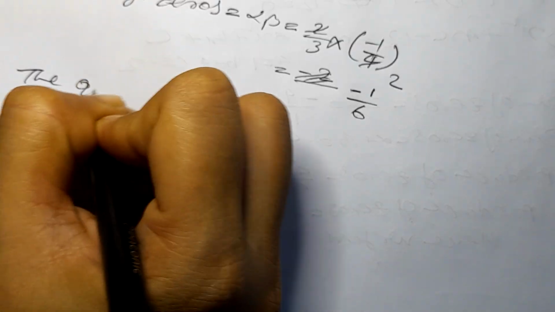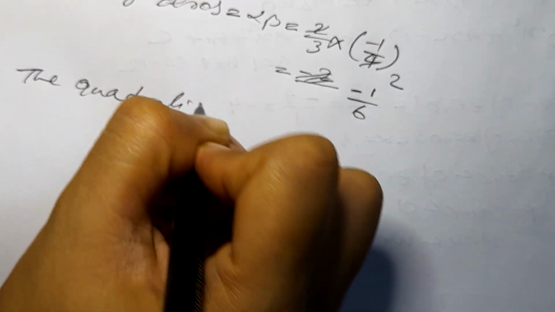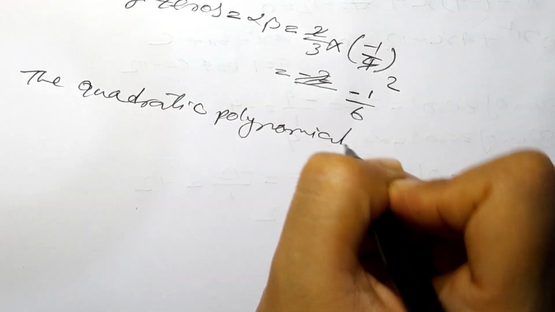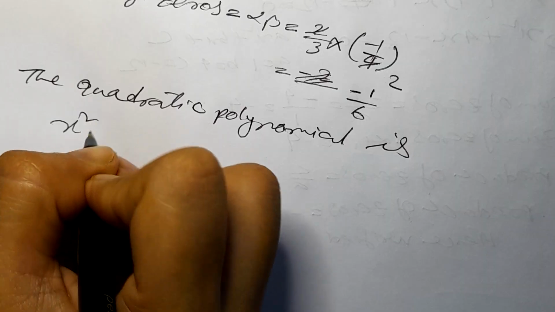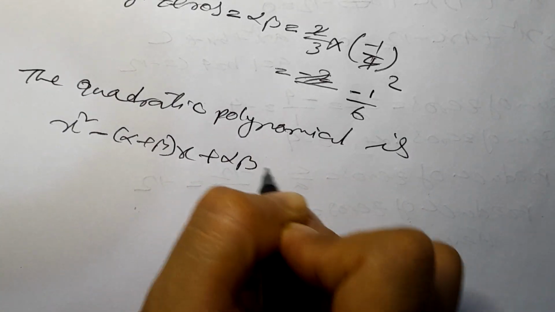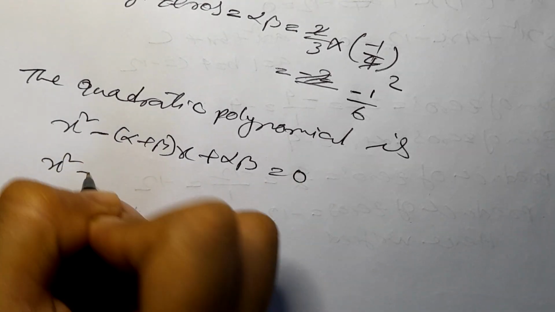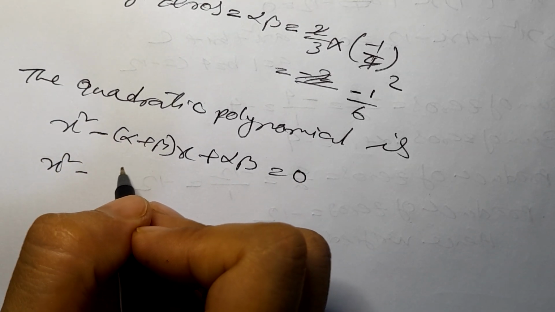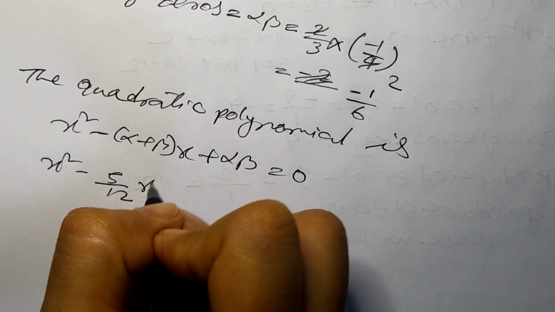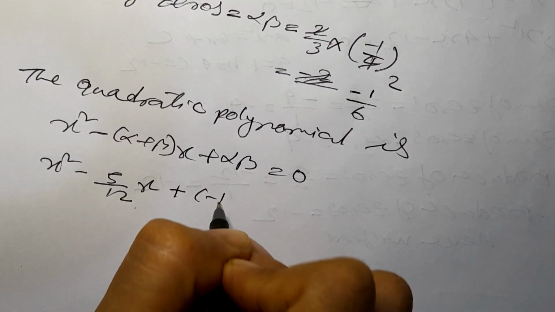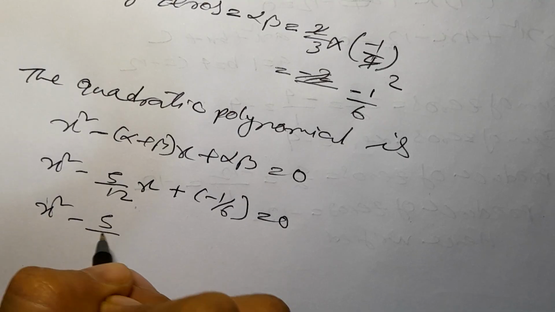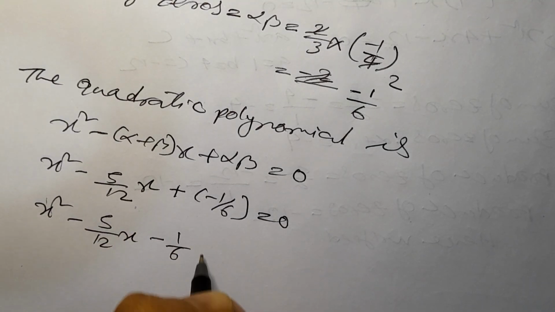The quadratic polynomial is x square minus alpha plus beta x plus alpha beta equal to 0. X square minus alpha plus beta, how much? That is 5 by 12, x plus minus 1 by 6 equal to 0. So it will give x square minus 5 by 12 x plus into minus 1 by 6 equal to 0.